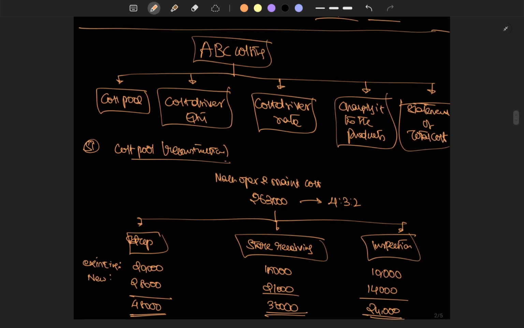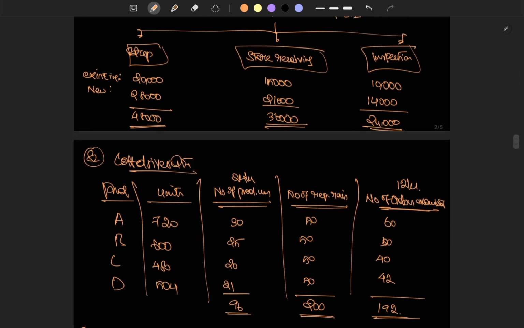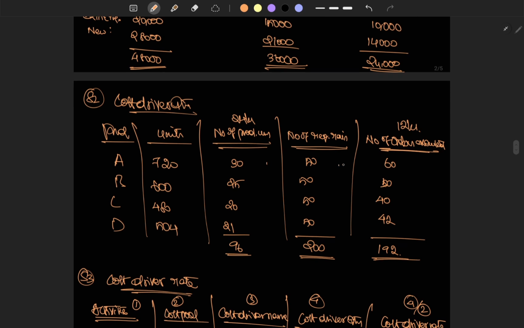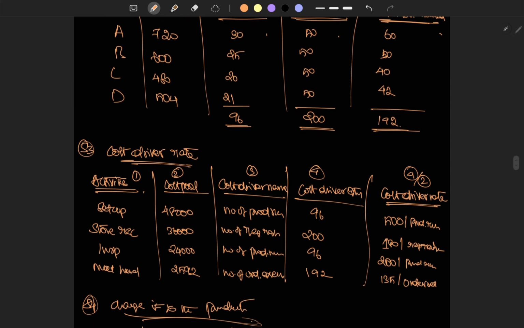The total cost pool they have given, but they want us to reconstruct the values as given in the question. So we have reconstructed it, and the cost driver quantity clues are given. With that we found the cost driver quantity for production runs, requisitions raised, and orders executed. The cost driver rate we have to find out. For that we have activities which are setup, store receiving, inspection, and material handling, and we have a cost pool for all those activities, and the cost driver names are given in the question itself.